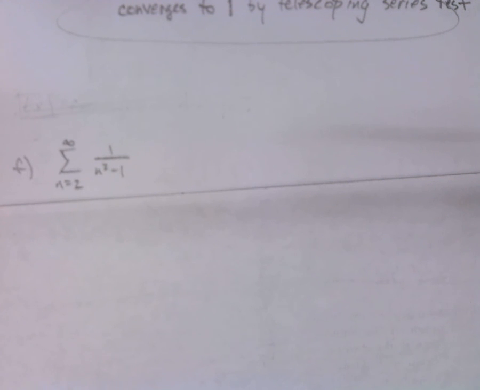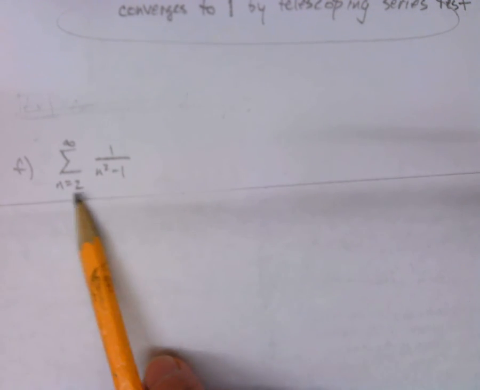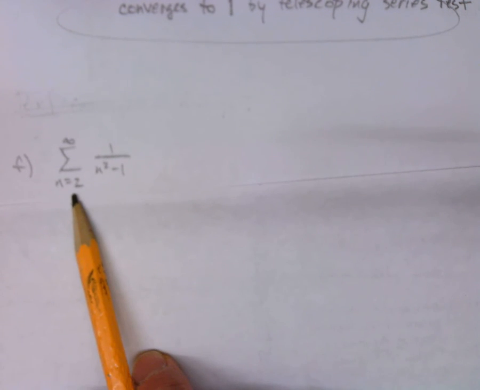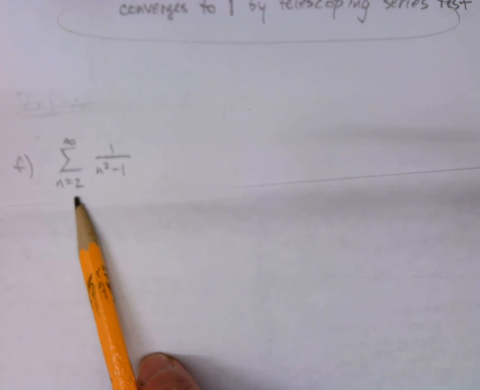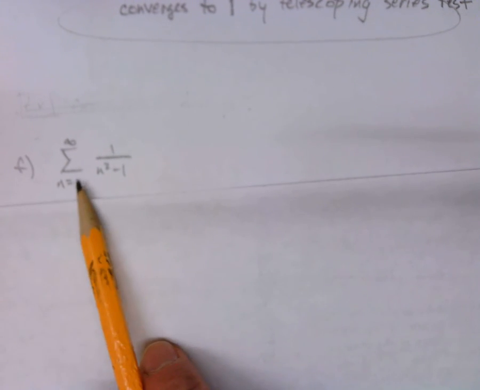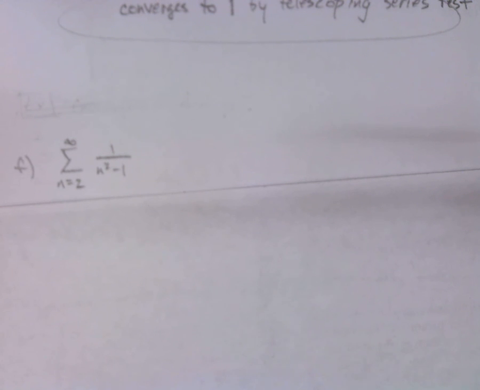Letter F, converge or diverge, and if it converges, to what? Now this one's kind of cool. 1 over n squared minus 1, and we're starting at 2. Turns out for a series, you can start wherever you like. For a geometric series, we always start at 0. A lot of them start at 1, but we could start at 2. Okay. All infinitely many terms.